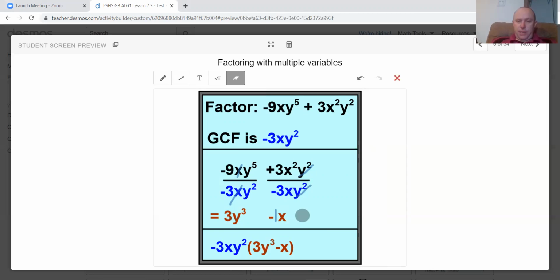So I'm not going to put x to the power of 1. And for the same reason, negative 1x is just negative x. And there's my two factors, the GCF and the factor that I get from dividing. And then I can just put the two together in one question.